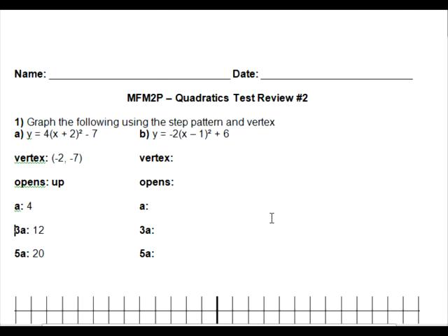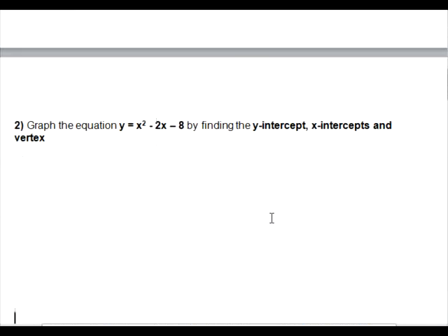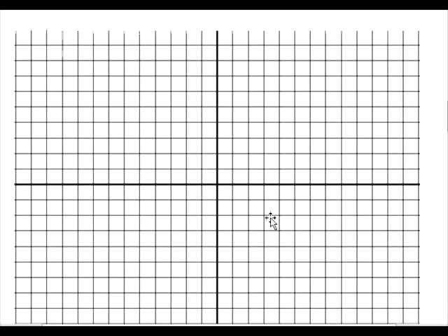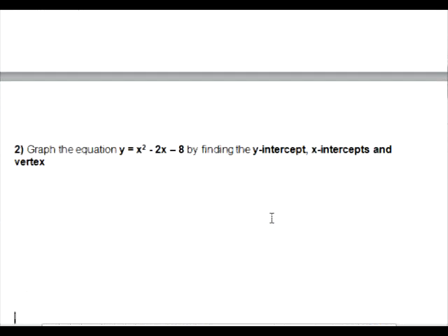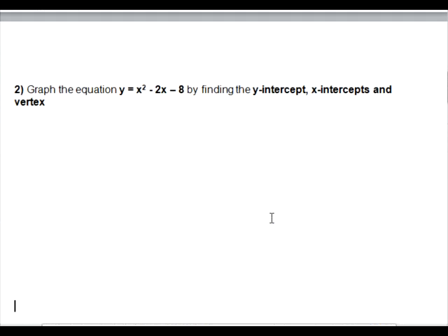Alright, great. I'm going to move on to number 2. I'll do number 2 for you right now, and then you guys will be responsible for number 3. So it says, graph the equation y equals x squared minus 2x minus 8 by finding the y-intercept, the x-intercepts, and the vertex. So once again, I'm going to go through this relatively quickly.